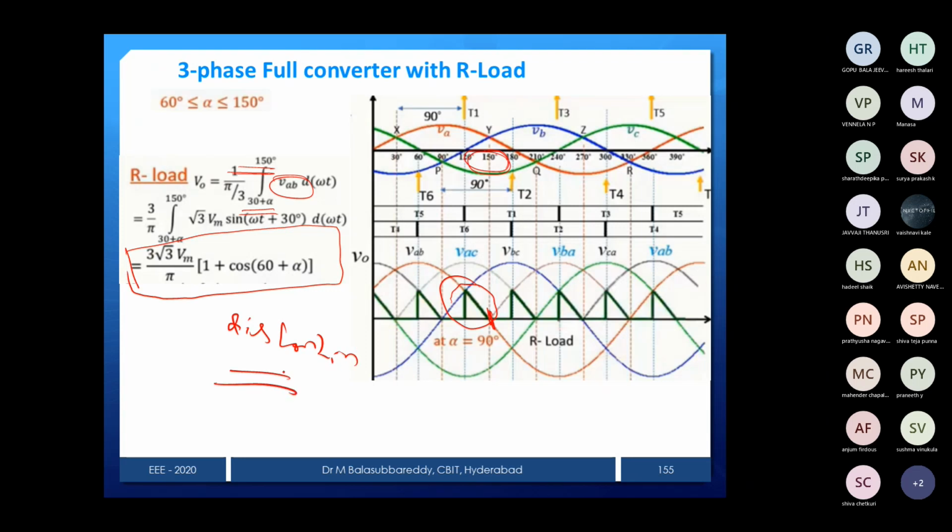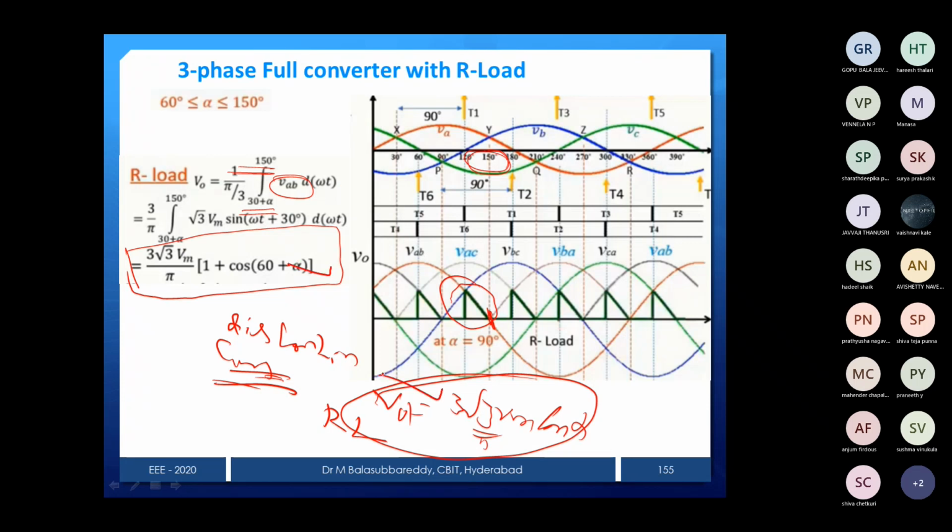Earlier expression is valid for continuous mode of operation, and suppose if I make it an RL load, then your expression is only for continuous mode. Previous expression V out or VDC is equal to 3 root 3 Vm by pi into cos alpha. This is valid for 0 to 180 degrees if it is an RL load. If it is R load, beyond 60 degrees use this formula, and before 60 degrees you can use this formula. So that is the case of RL load.